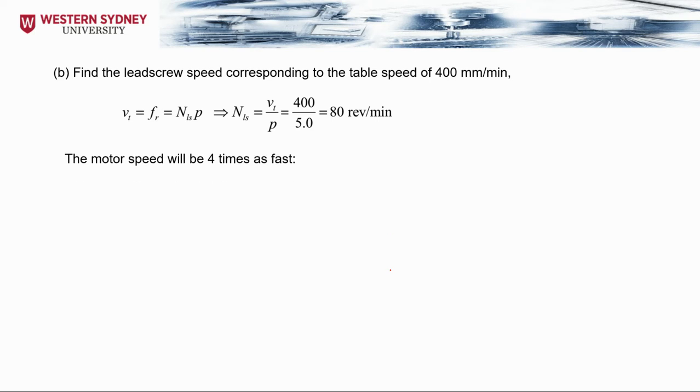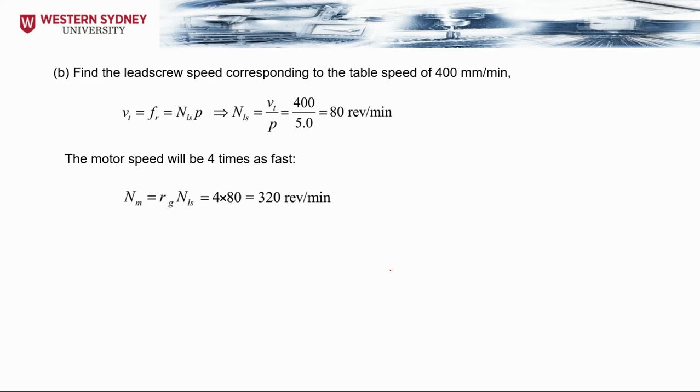So the motor speed is going to be 4 times faster than the lead screw. That means Nm is going to be equal to Rg multiplied by NLS. Now NLS is 80 revolutions per minute. Rg is 4, and thus we're going to have that Nm is equal to 320 revolutions per minute.